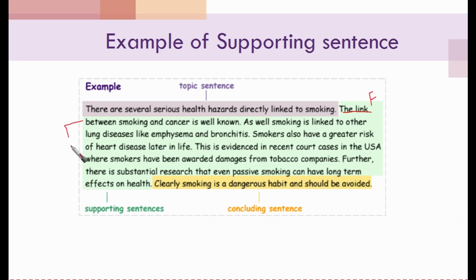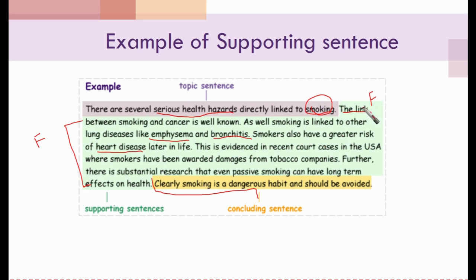So they mainly focus on facts because this is talking about scientific phenomenon. Like, there are serious health hazards of smoking, okay, like cancer, right? A lot of diseases like heart diseases, emphysema, and bronchitis. So they give all the facts, okay? They are mostly focused on facts. And after that: clearly, smoking is a dangerous habit and should be avoided. They repeat the topic sentence again in other words, and it's the concluding sentence.